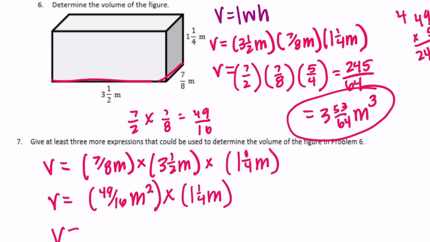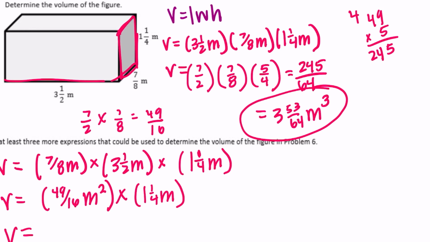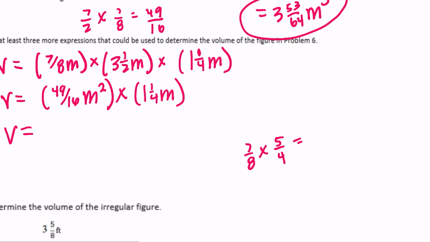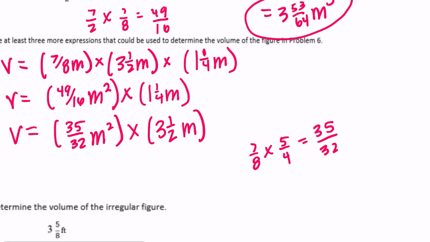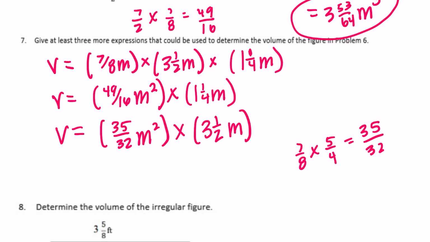There's another one. Or we could find the area of this base and do, let's see, what is 7/8 times 1 1/4, which is 5/4? That is 35/32. So you could also say 35/32 meters squared times, which one didn't we use? 3.5. So it's all just different ways of mixing up that expression.